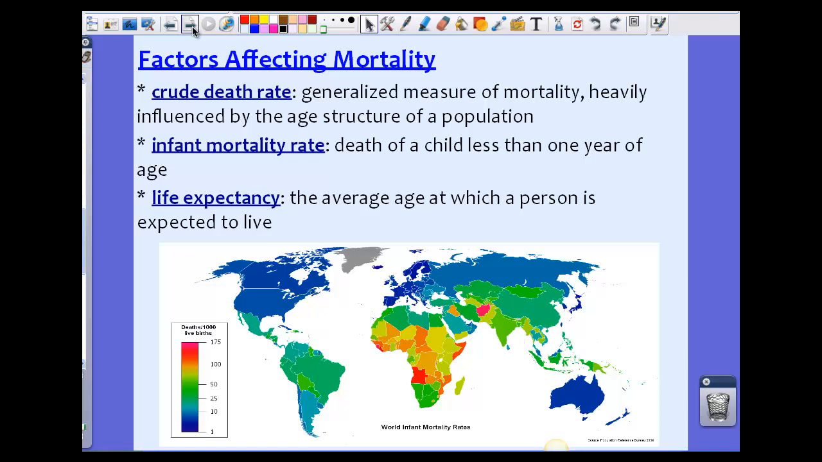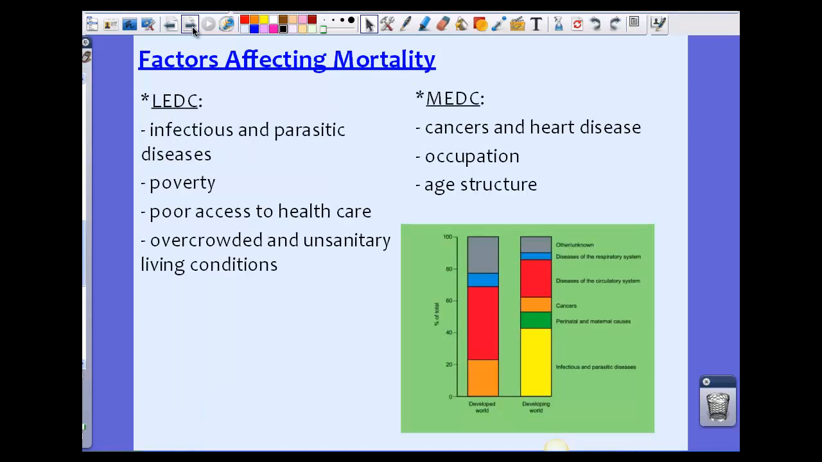Infant mortality rate is the death of a child less than 1 year of age. Once they hit 1 to 5, it's called childhood mortality rate. Anything over 5 is part of the normal mortality rate. You also see the term life expectancy, and this is the average age at which a person is expected to live. In the United States, it's 73, I believe. In other places in Africa, it's in the 50s. So it depends upon several factors why the life expectancy might be different from place to place.